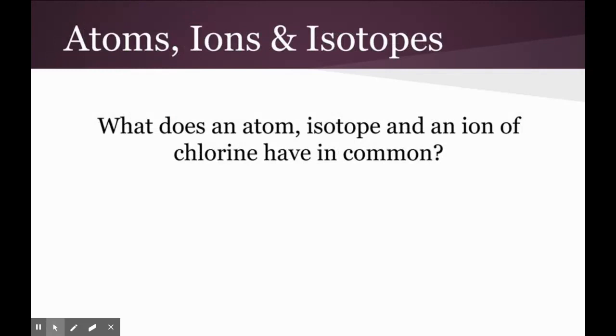So now let's review some of the similarities and differences between atoms, ions, or isotopes. So I want you to take a second and think about what an atom, isotope, and an ion of chlorine all have in common. So both an atom, isotope, and ion of chlorine will have the same number of protons. Because remember, the protons tell us the atomic number, which tells us the identity of the atom.